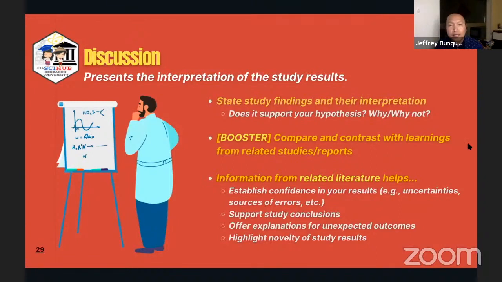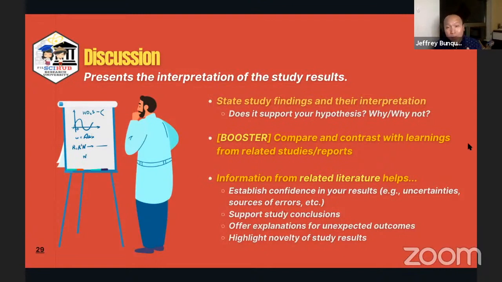So the discussion should actually state the study findings and their interpretation. So do the data that you generate, do they support your hypothesis? If your answer is yes and no, that should be followed by a justification as to why or why not your data support your hypothesis. So again, sa discussion section po, you have to compare and contrast your learnings or your data with priorly published reports. So again, dapat nagbabasa kayo.